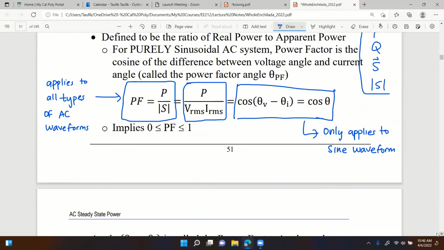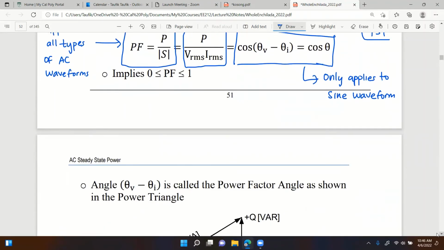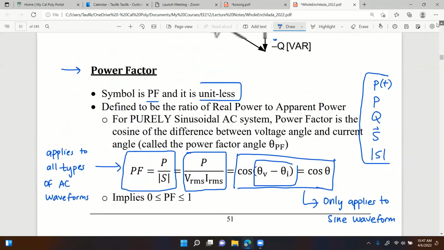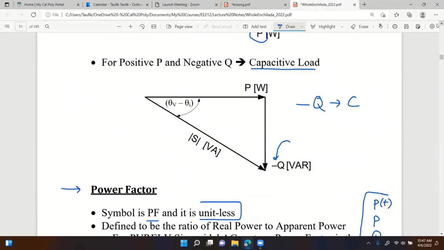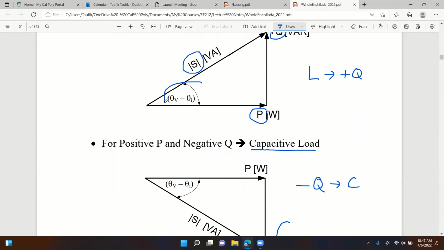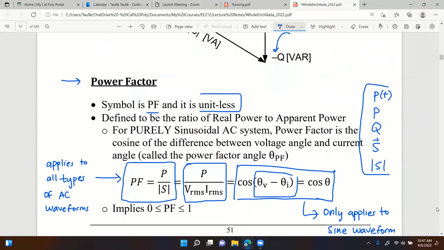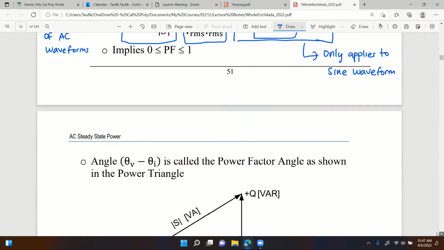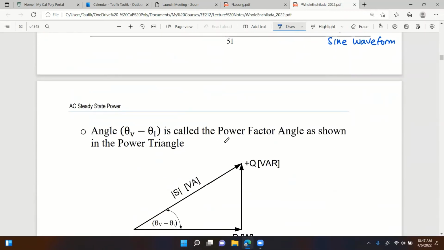Any question on this? Now, this angle right here, theta V minus theta I that I mentioned earlier in the power triangle, is the same angle as this angle right here. See that? Theta V minus theta I. And that angle is what we call the power factor angle. So theta V minus theta I is the power factor angle.